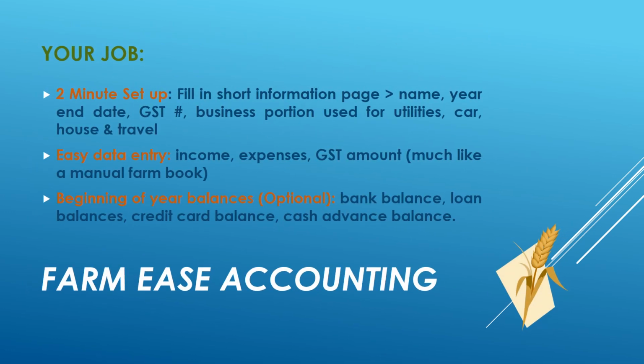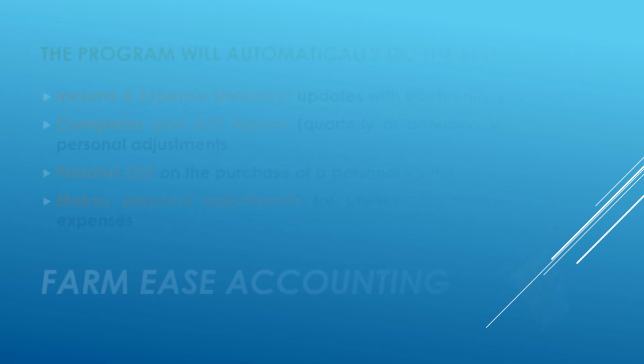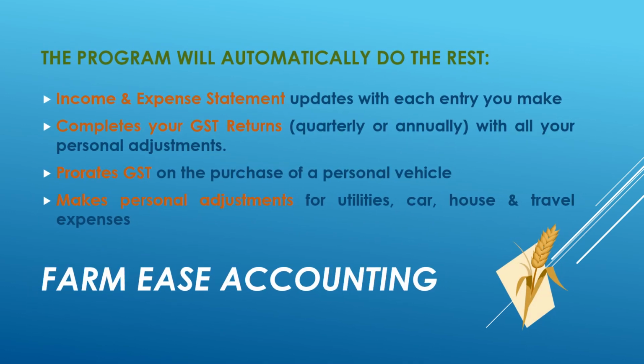Your job is to do a 2-minute setup on the info page in the program. Enter your name, year-end date, GST number, and business portion used for utilities, car, house, and travel. Easy data entry for income, expenses, and GST amount. Enter the beginning of year balances for your bank account, loans, credit card, and cash advance. The Farm-Ease program will automatically do the rest.